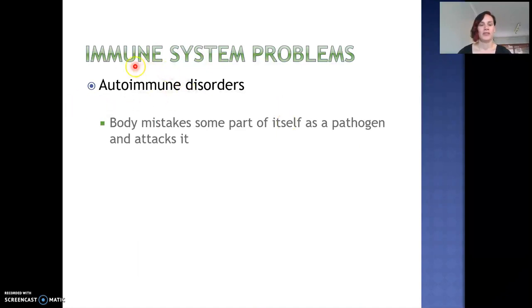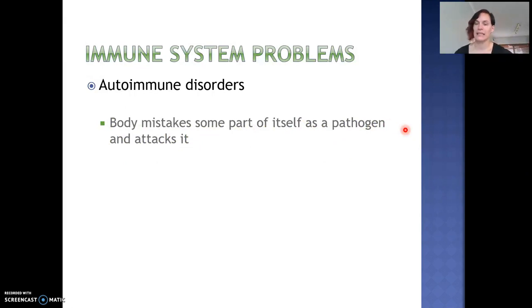Autoimmune disorder is really interesting because if we're talking auto, it means something is happening with our self, and that means our immune system is turning on our cells. And there's so many different versions of an autoimmune disorder. All right, I've got eczema, it does that to me. My immune system is attacking my skin. There is rheumatoid arthritis, so the body is attacking your joints. Body mistakes some part of itself as a pathogen and attacks it.